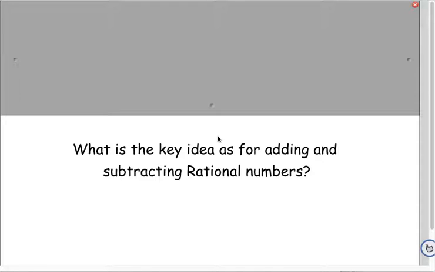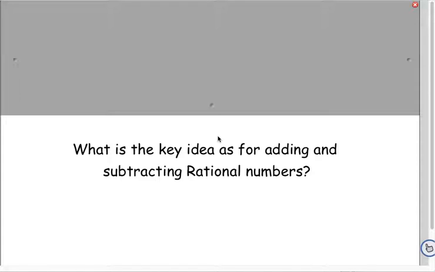Somebody else. What is the key idea? Savannah. If we're dealing with fractions, make sure you've got common denominators. Good. What else? What's the other point that we have to remember? Key idea. Adding rational numbers. If it's fractions, common denominator.